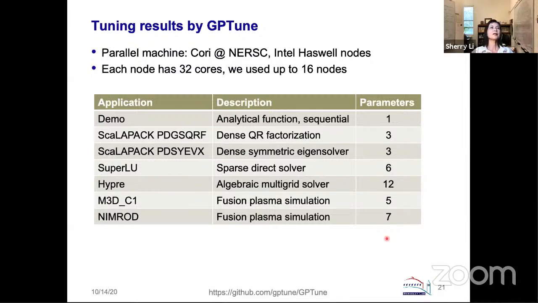As you can see, the problem here is going from simpler to more demanding. These two codes are the full-blown fusion device simulation code. The number of parameters also varies. The largest one we tried is this multigrid solver, which has 12 critical parameters we were tuning.